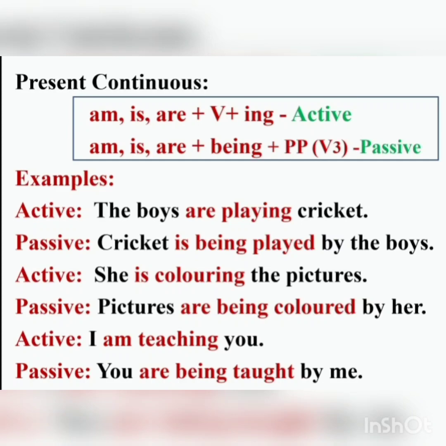For example, the boys are playing cricket. The boys is the subject, are playing is the verb, cricket is the object. Now we'll take the object. Cricket is singular, so: is being played by the boys. Next sentence is: she is coloring the pictures. Here the subject is singular, so is is used. But the object the pictures is plural. So when making the passive: pictures are being colored by her.